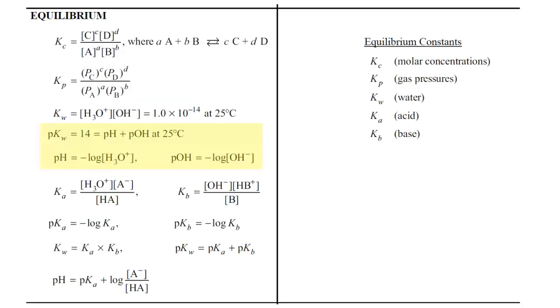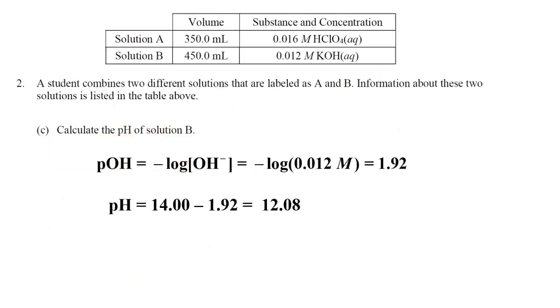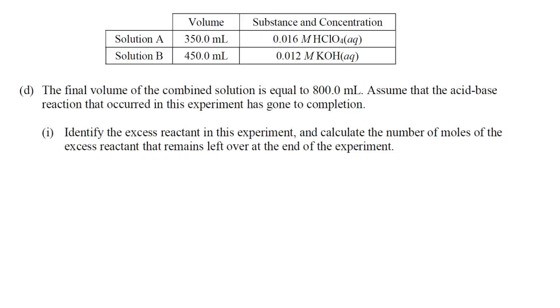So remember, on the equation sheet you can see that the pKw, or the negative log of Kw, is 14. And 14 is the sum of pH plus pOH. So we just calculated the pOH. That means that all we have to do is 14 minus that value. So 14 minus 1.92 will give us 12.08. That is the correct answer to part C of question 2, that the pH of solution B is equal to 12.08. All right, let's move on to part D of this question.